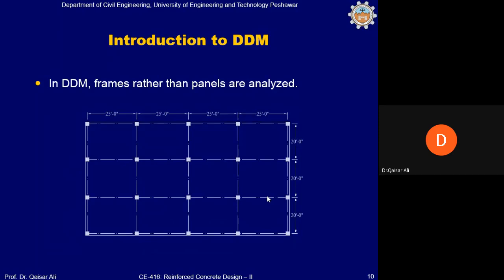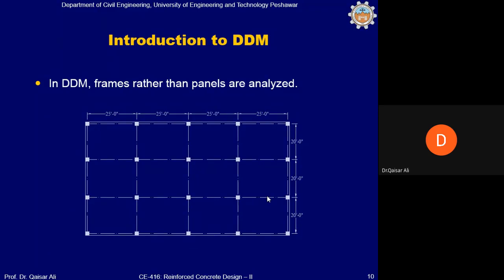Finally, from the earthquake point of view, the slab with beam system is more efficient than the slab without beams system. And for this reason, in most codes around the world, the slab without beams system is not recommended to be used in high seismic zones such as zones 3 and 4, corresponding to the Building Code of Pakistan or UBC. However, in Zone 2A and 2B, the flat slab system without beams can be used.